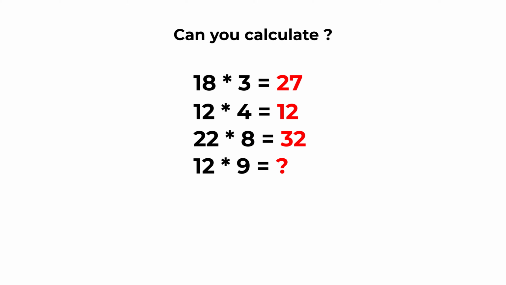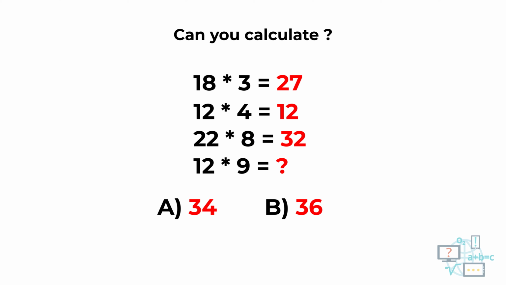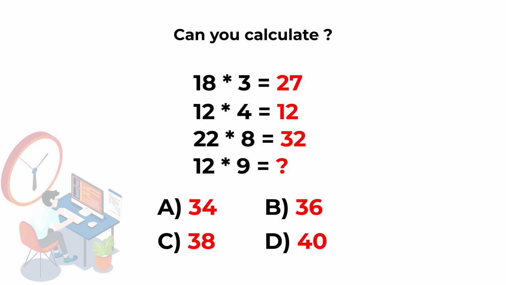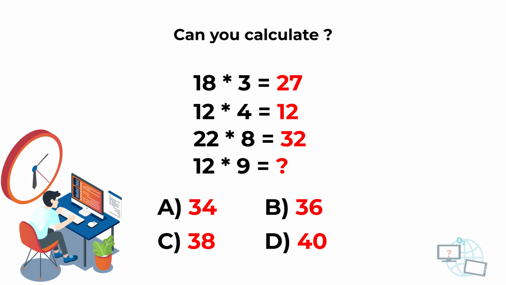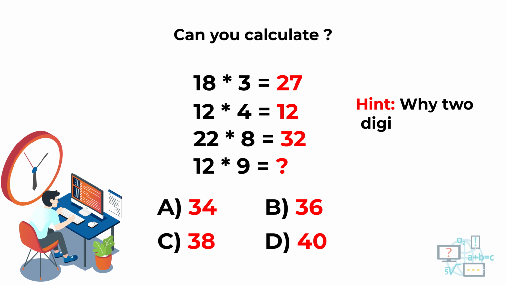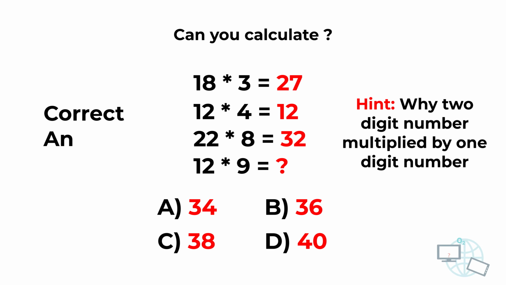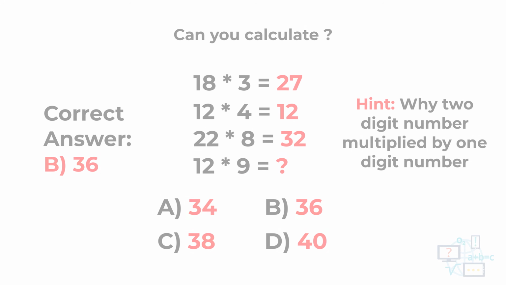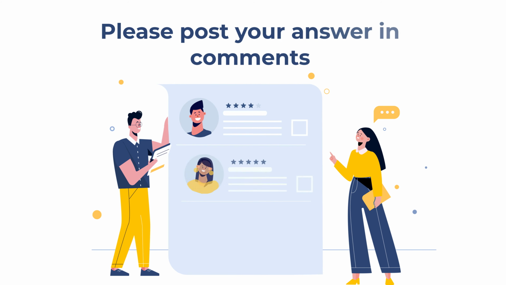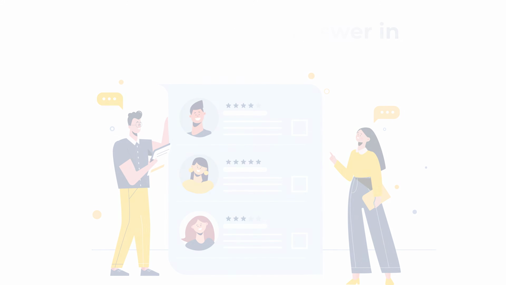You have 4 different choices. Choice A, 34. Choice B, 36. Choice C, 38. And choice D, 40. Do you see the answer? Give yourself a little bit of time because the answer may not be obvious. I'm going to give you a quick hint. Do you know why it's always a 2-digit number multiplied by a 1-digit number? The correct answer here is choice B, 36. If you figured it out, please make sure to post your solution in comments.